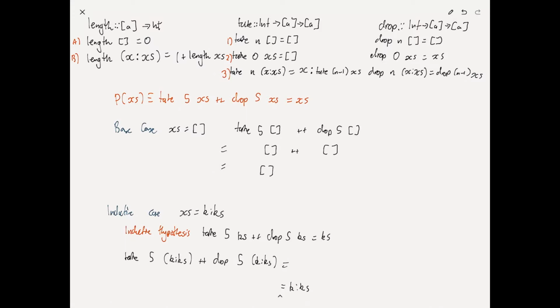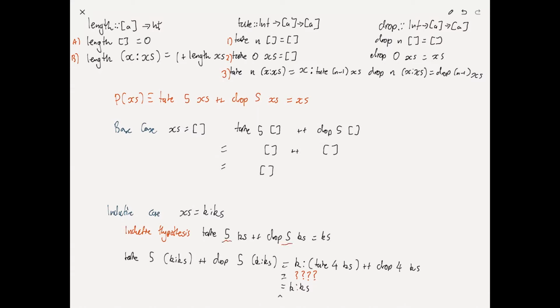So if I try to simplify this using the equations that I have, then I end up with this unfortunate mess. I get k followed by take 4 of k's plus drop 4 of k's. And there's no way to get to my conclusion from here. My inductive hypothesis is talking about 5, not 4.